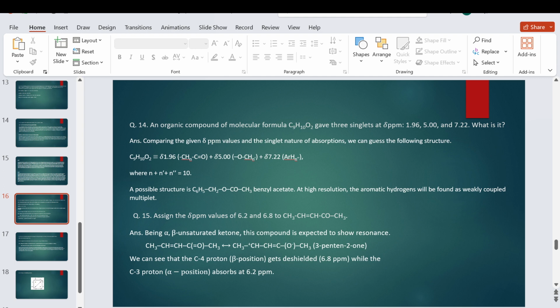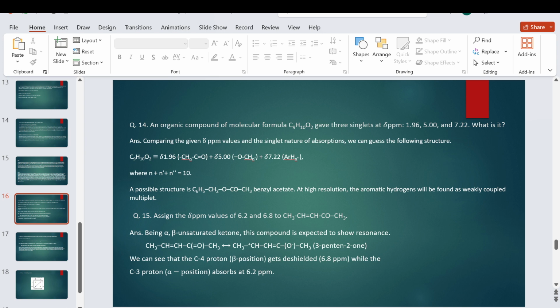Question 14. An organic compound C9H10O2 gave 3 signals, 1.96, 5.00 and 7.22. What is it? So comparing the data from the standard tables, we can assign this to C6H5CH2OCOCH3, that is benzyl acetate.